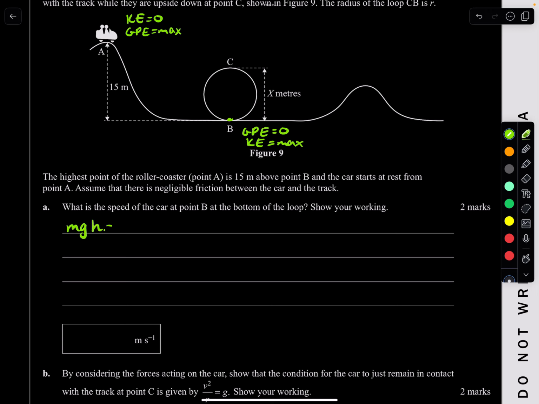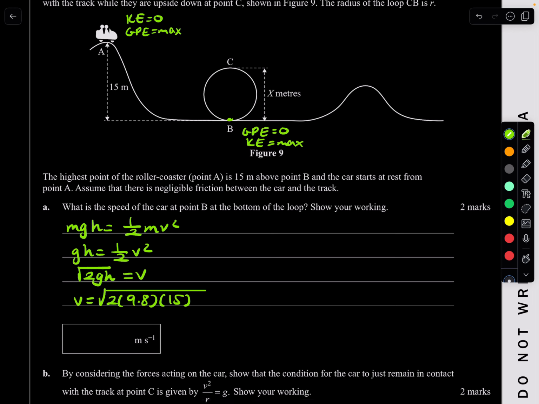So mgh is equal to half mv squared. So the m's cancel out, so it's just gh equals half v squared, which is just the square root of 2gh as your velocity. So your velocity here is the square root of 2 times g, which is 9.8, times your height in this case, which is 15 meters. Beautiful. That's going to give me, how many significant figures would we say? 17. So 17 meters per second.